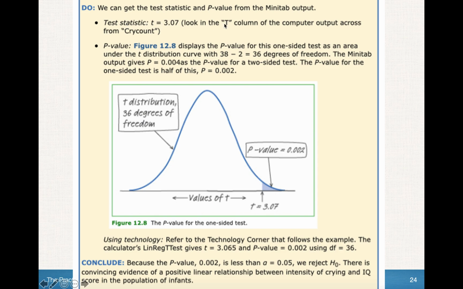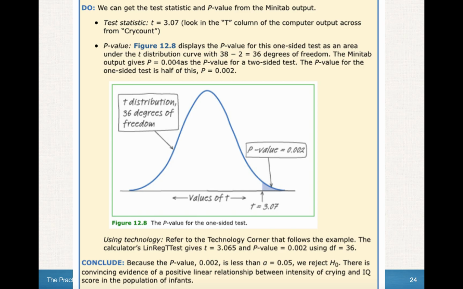It says look in the T column from the computer output across from cry count. So it gives us everything we need. We just have to be able to pull it from the output. And then because our p-value is very small, we are going to reject the null hypothesis. There is convincing evidence of a positive linear relationship between the intensity of crying and the IQ score. And that is a linear regression t-test.